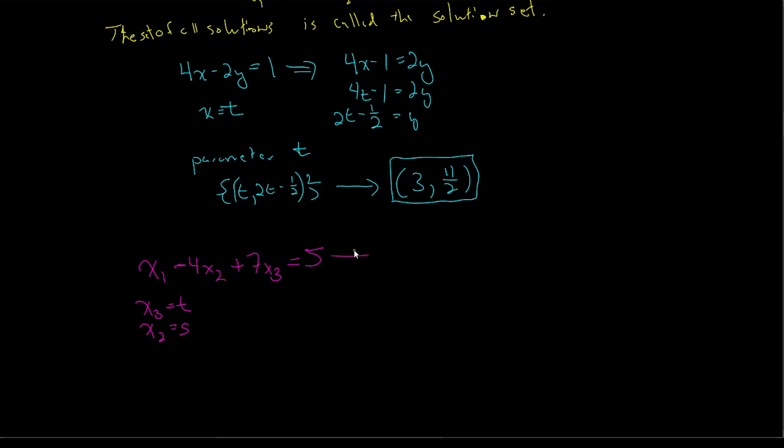And if I do some rearranging here, x1 equals 4x2 minus 7x3 plus 5. And that means x1 is equal to 4s minus 7t plus 5. And now I have 3 numbers that are defined by 2 parameters, s and t. And one of the things we're noting here is the number of parameters seems to be related to the number of variables.